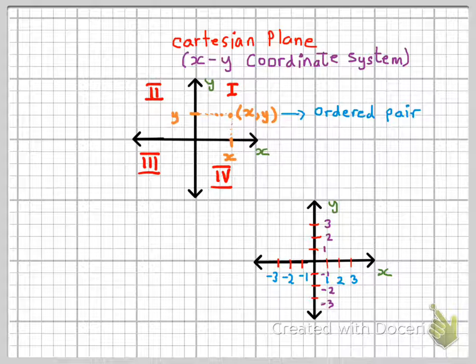And so from there, you can label 1, 2, and 3 to the right, and -1, -2, -3 to the left on the x-axis. Similarly on the y-axis, you can label 1, 2, 3 upwards from 0, and downward -1, -2, and -3 as well.